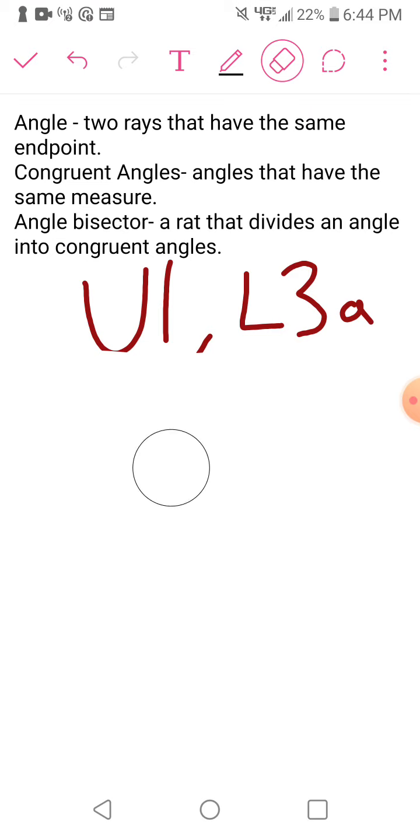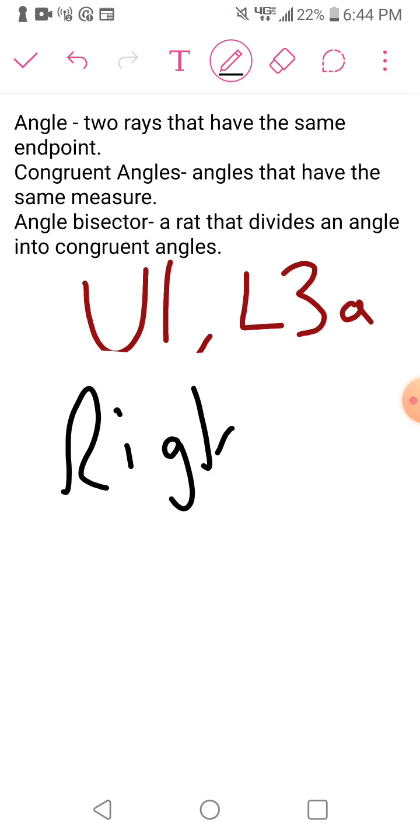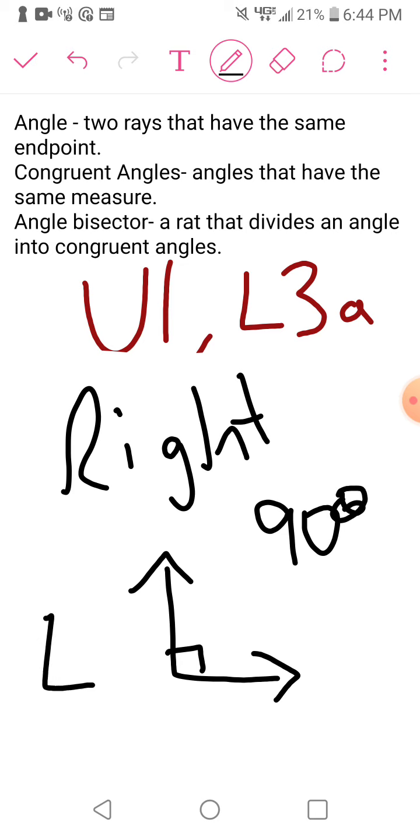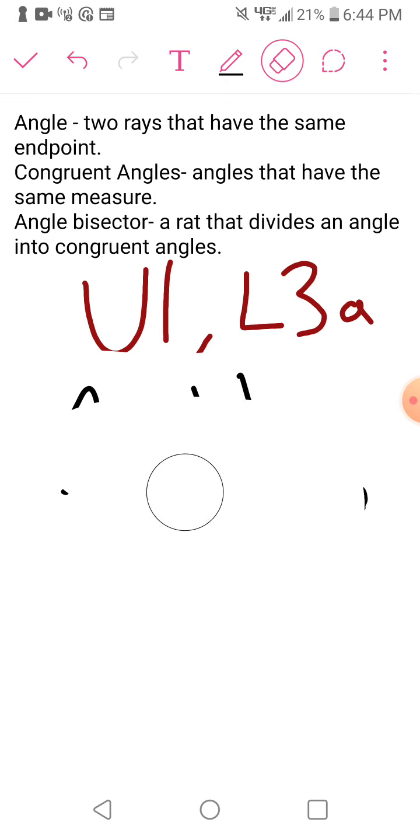Then you have right angles. I mentioned this on a different video, and they are the ones that have to measure 90 degrees. And if you see an angle that's like this, you don't necessarily know that that's a right angle. You know by this square right here, that shows that it's 90 degrees. Good.